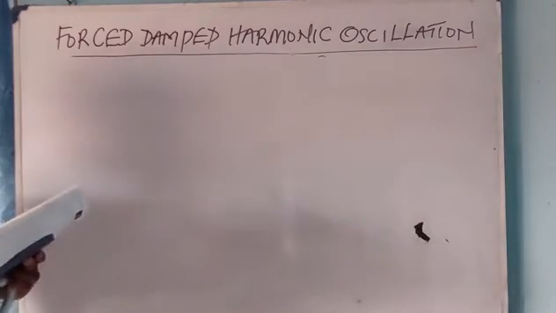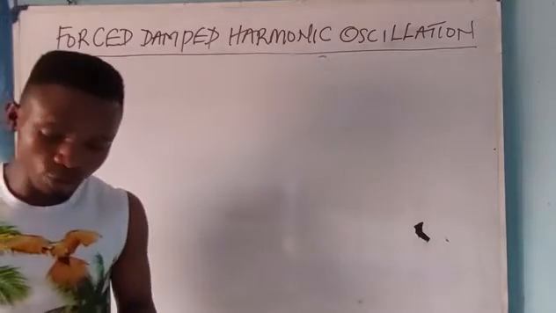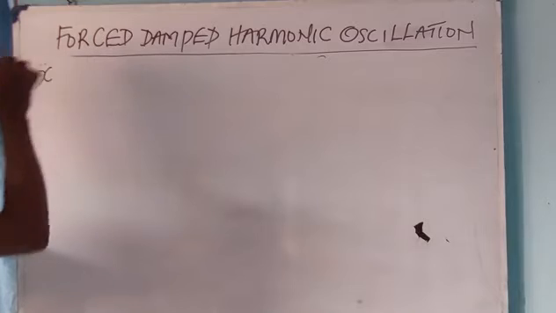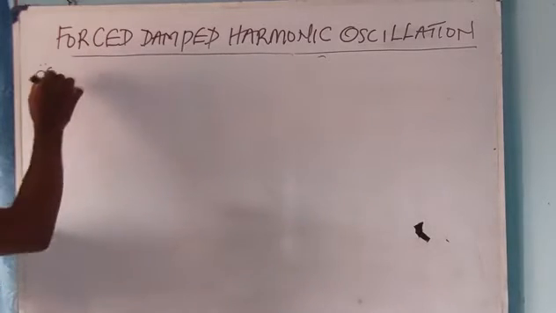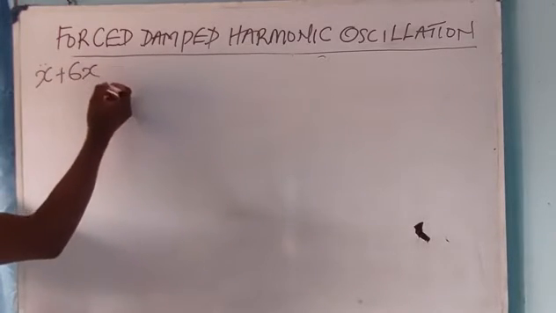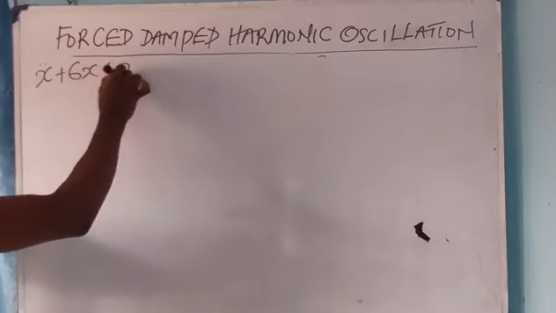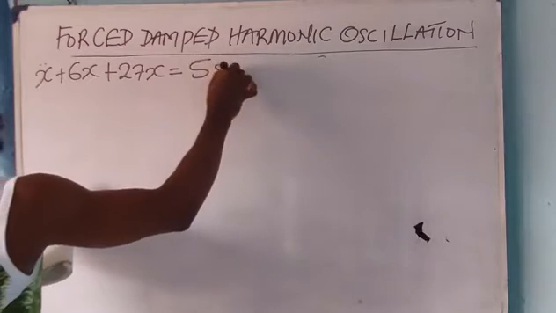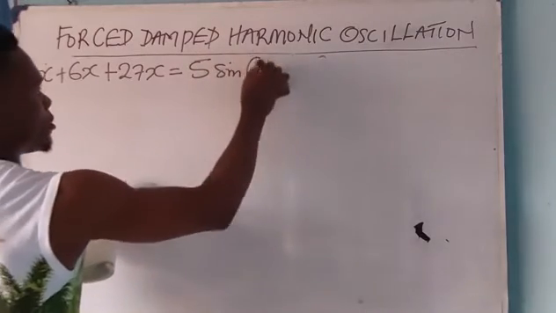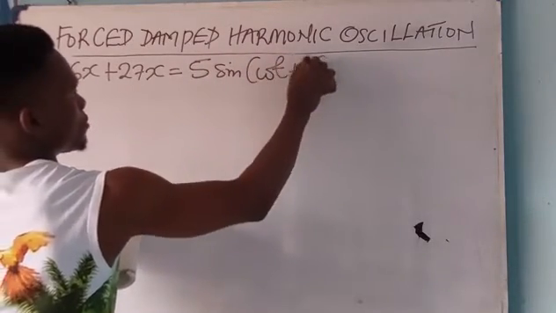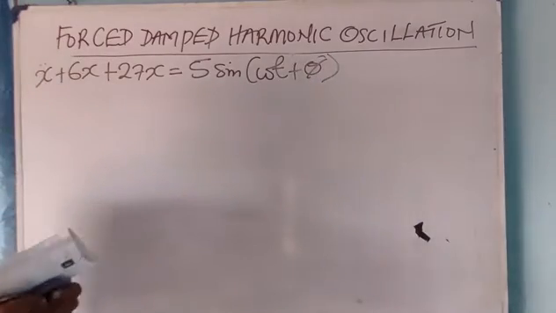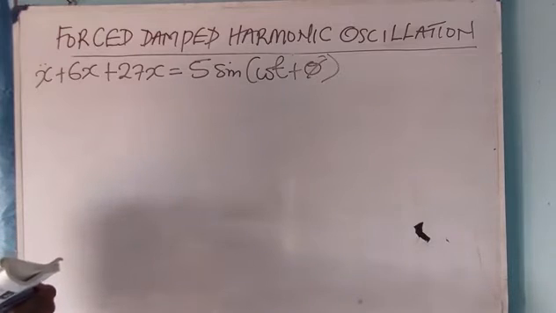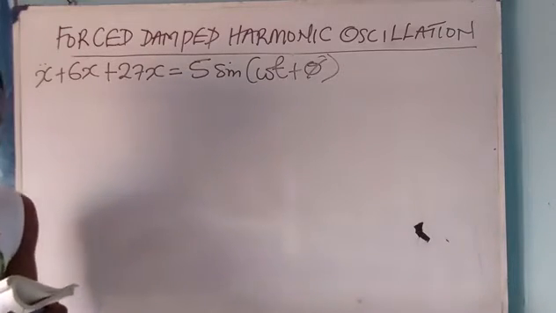It said the equation of motion of a particle is given by F plus 6x plus 27x equals 5 sine WT plus phase angle. What are they asking us to do? Determine the type of motion and determine the frequency at a steady state.